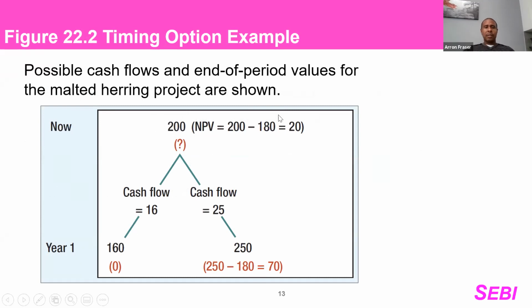So you can invest 200,000. If you have high demand, cash flows will be 25 and the project will be valued at 250. If it is low demand, cash flows will only be 16 and the project would be valued at 60.